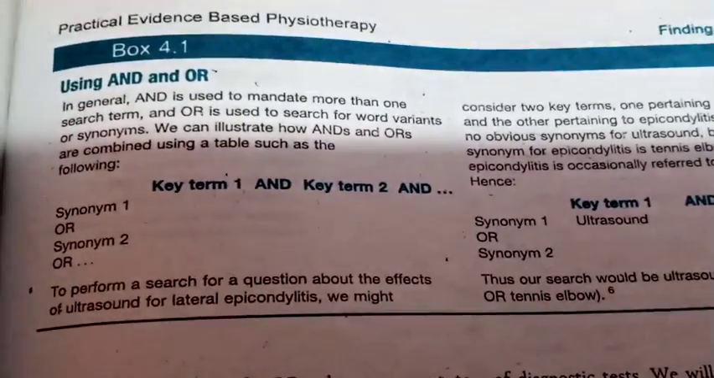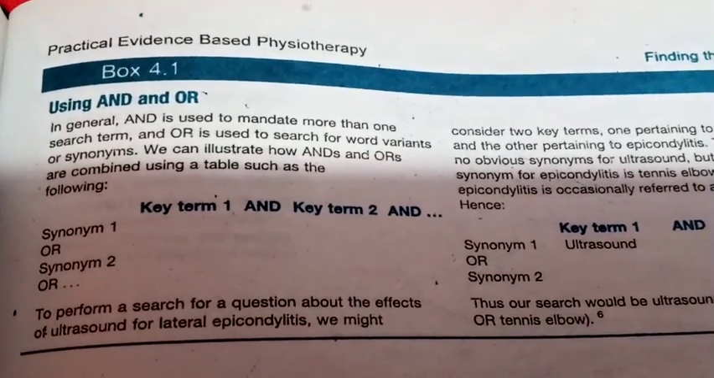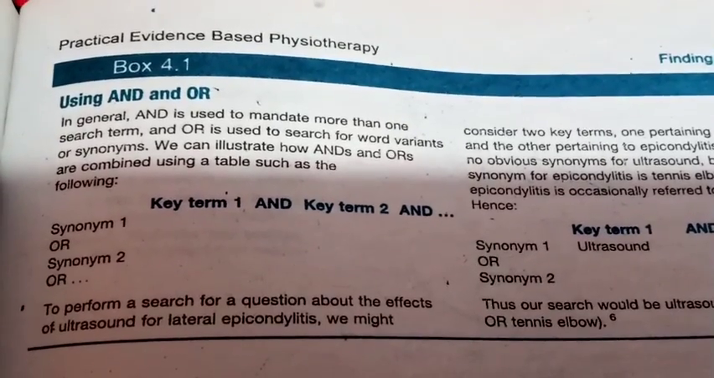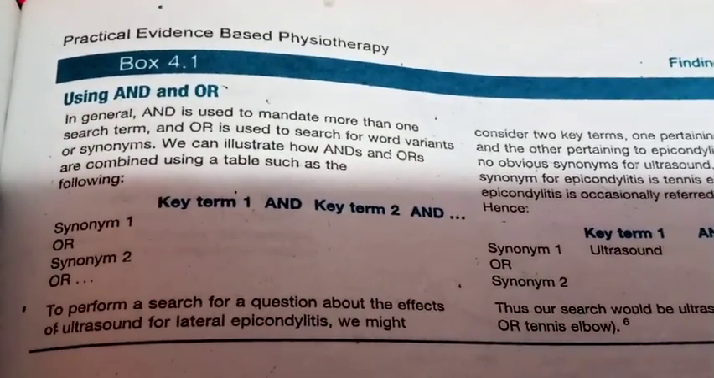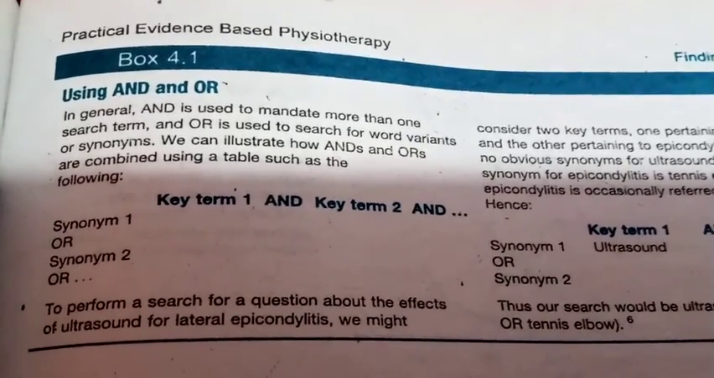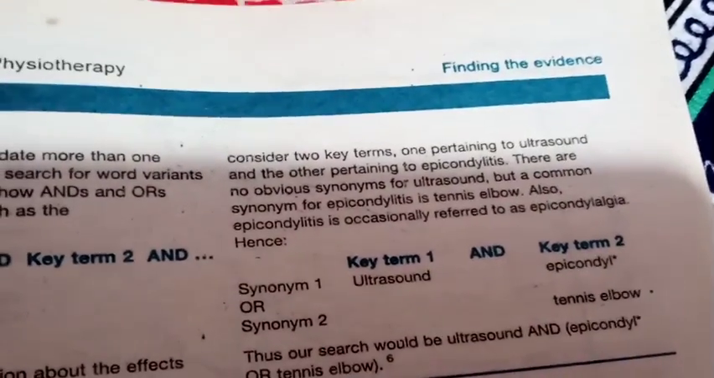Using AND or OR: in general, AND is used to mandate more than one search term, and OR is used to search for other variants or synonyms. We can illustrate how AND and OR are combined using tables such as: key term AND OR synonym 1 OR synonym 2. Here is key term 1 AND key term 2.